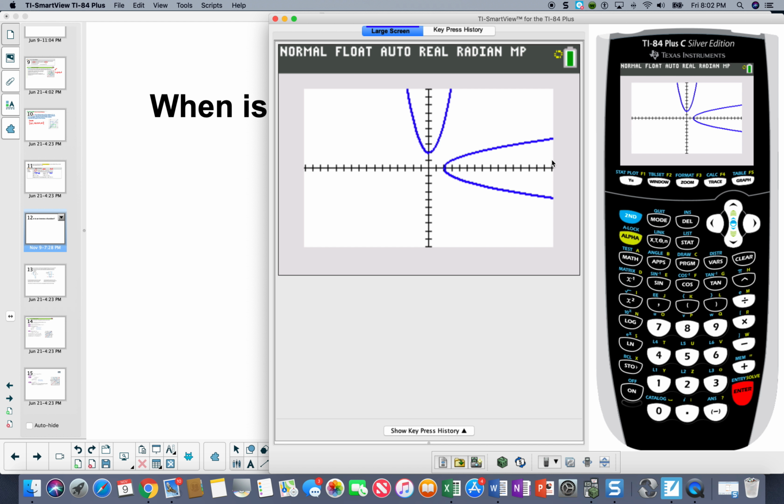Okay, now I'm getting another parabola sideways. Unfortunately, this is not a function. It is a relation. So even though there is a reflection across the y equal to x line, the inverse is not a function.